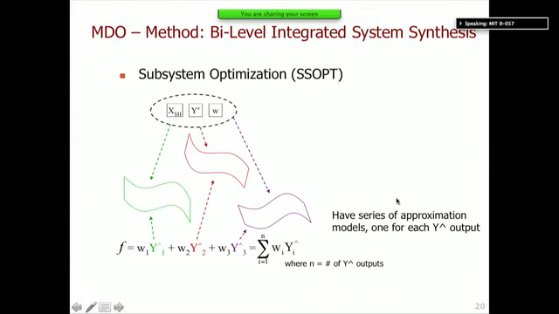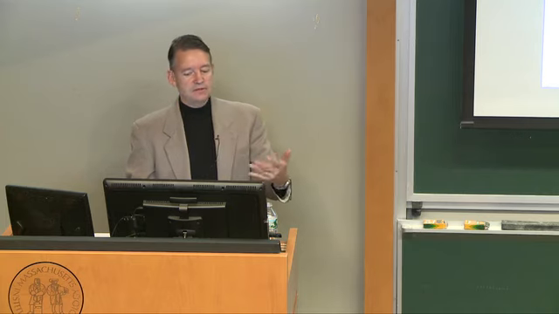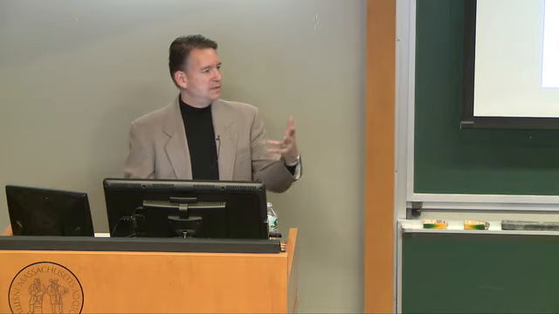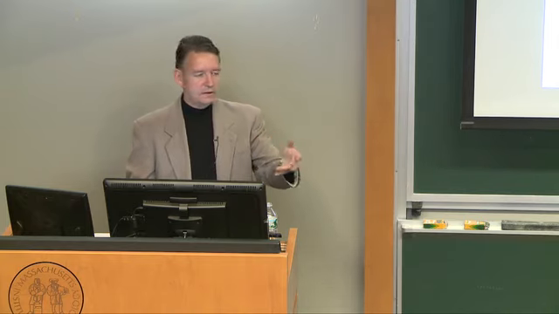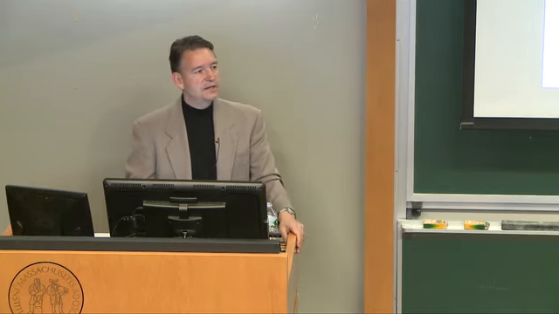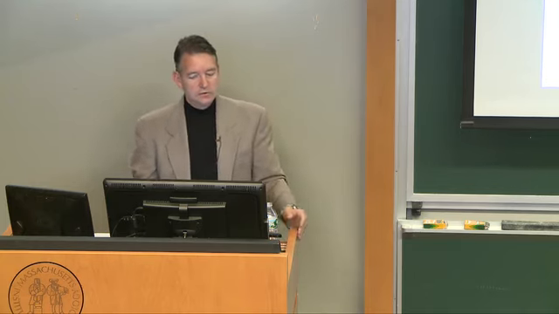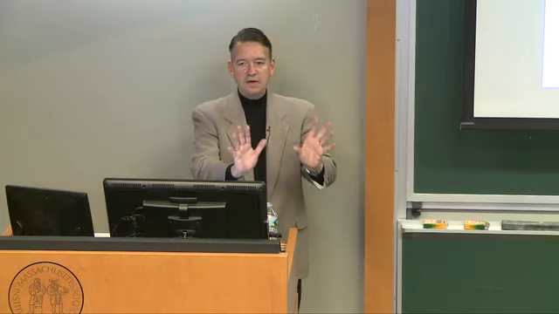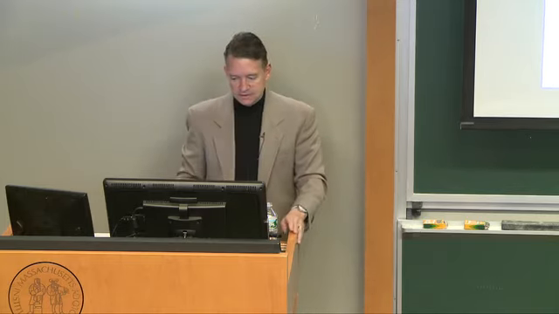So that's what's shown here: you substitute a series of approximation models, one for each of the outputs of the system. You see that? So these little wiggly things here are essentially an approximation of that input-output relationship at the subsystem level. Could be an empirical function, a neural network, a response surface method, or simplified engineering analysis. So you do a lot of this work offline ahead of time for each of the subsystems.